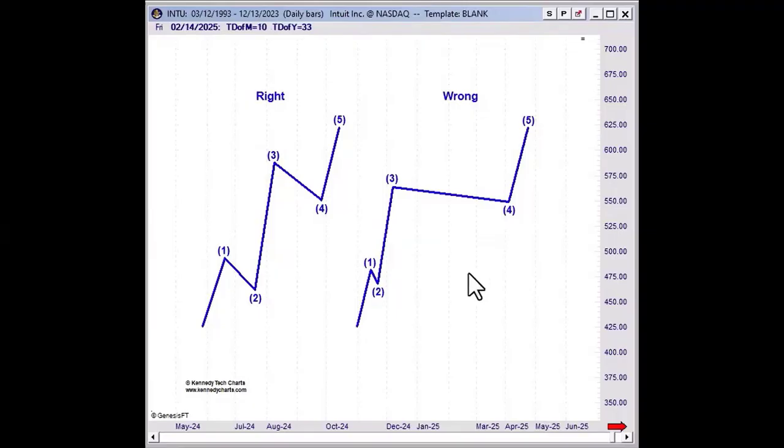So again, just building on yesterday's lesson on impulse waves, today's focus is how to correctly identify and count wave patterns, and more importantly, how not to count wave patterns.